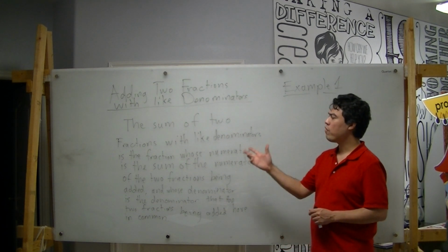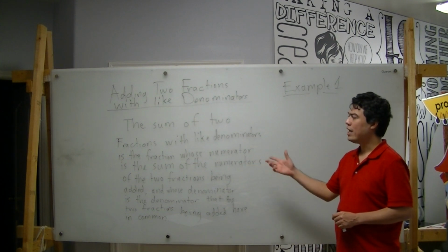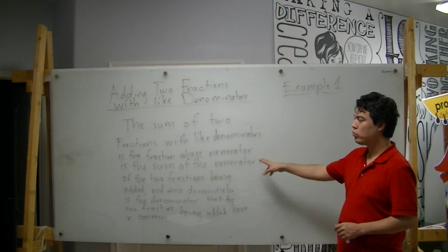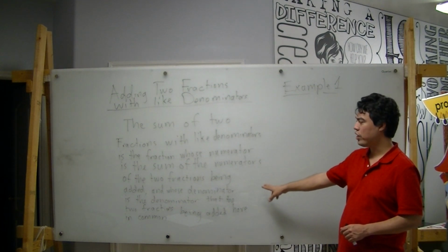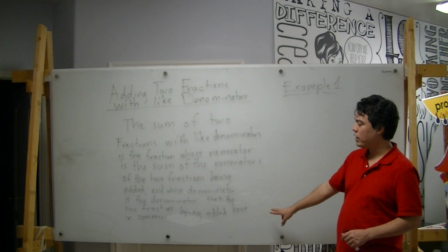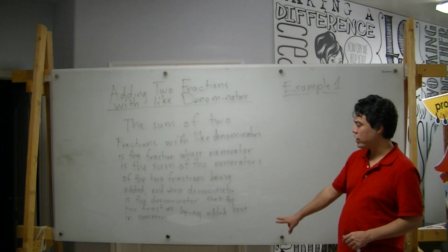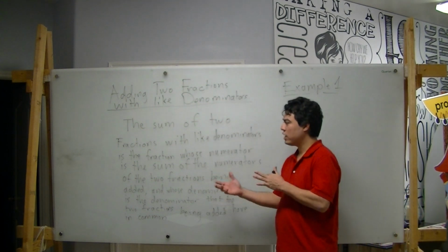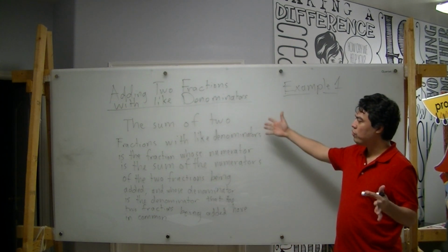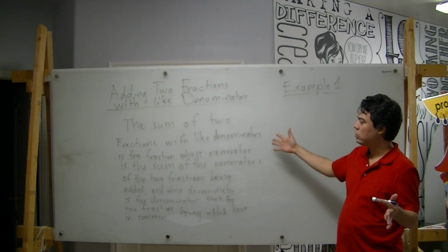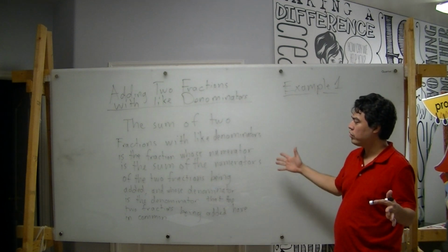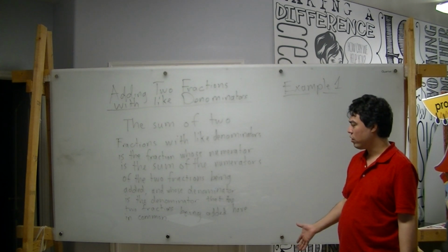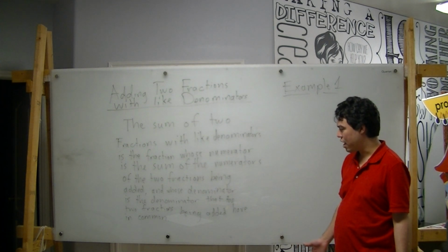The sum of two fractions with like denominators is the fraction, so the sum is going to be a fraction, whose numerator is the sum of the numerators of the two fractions being added, and whose denominator is the denominator that the two fractions being added have in common. Okay, so let's read that again. The sum of the two fractions with like denominators is the fraction whose numerator is the sum of the numerators of the two fractions being added, and whose denominator is the denominator that the two fractions being added have in common.